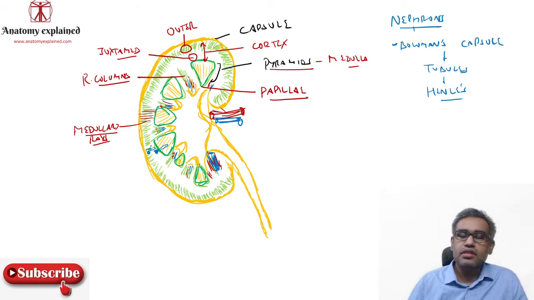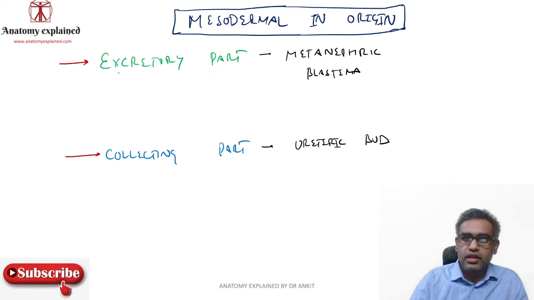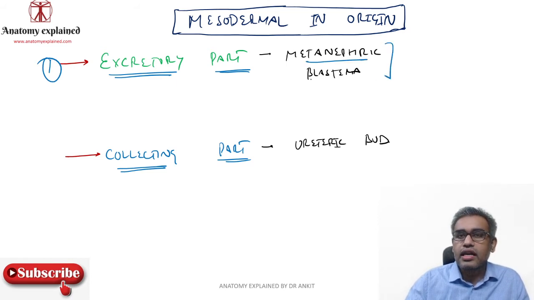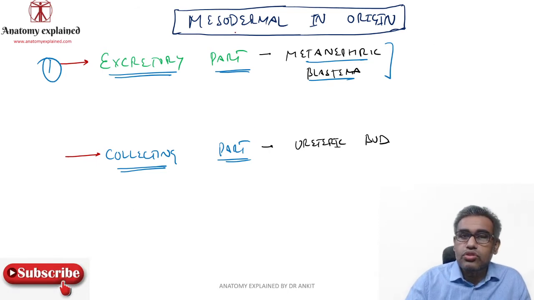Now what I'm telling you over here, just to make things a little bit more simplified and understandable, is that what we have been discussing till now, the cortex and medulla, is the excretory part of the kidney. So the kidney is divided into an excretory part and a second part, that is your collecting part. The excretory part is the one which is basically forming the urine. That is basically our nephron part, the tubules and the Henle's loop. That is embryologically coming from the metanephric blastema, or you can say the metanephros. It is mesodermal in origin.